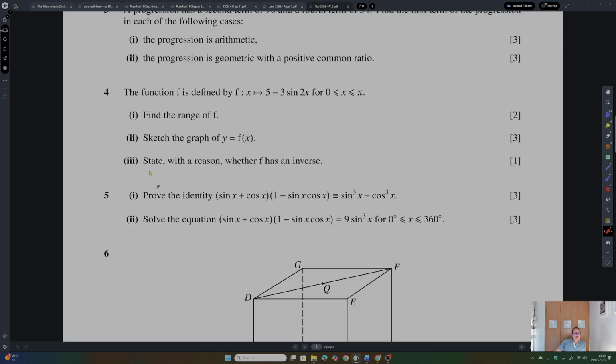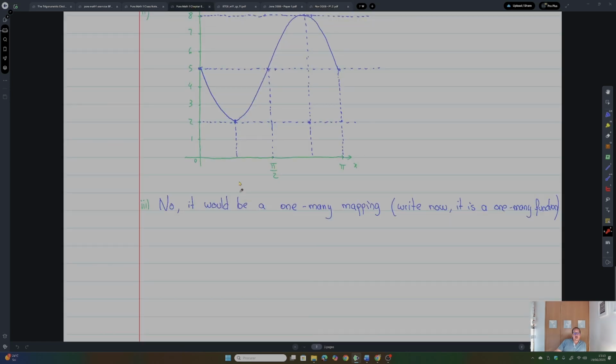Final question. State with a reason whether f has an inverse. A function has an inverse in a given domain if, in that domain, when you draw a horizontal line, it crosses the function only once. And as you can see here, it doesn't. It crosses 2 times, over here 3 times. So if you do an inverse function, you would have a one-many function, which is not a function by definition. So the answer is no, it would not have an inverse. It would be a one-many mapping, so that is not a function by definition.